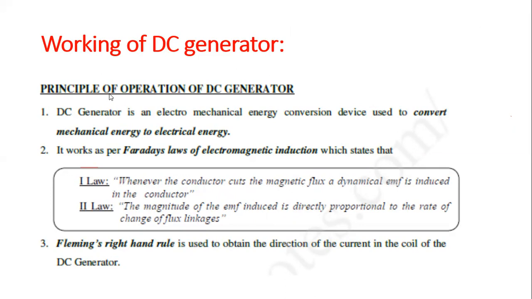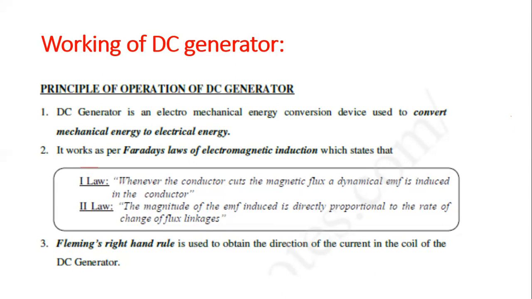First of all, we are revising three points. What is the first point? The DC generator is a machine. It converts energy from mechanical to electrical energy. What is the second point? The working principle of the DC generator is Faraday's laws of electromagnetic induction.